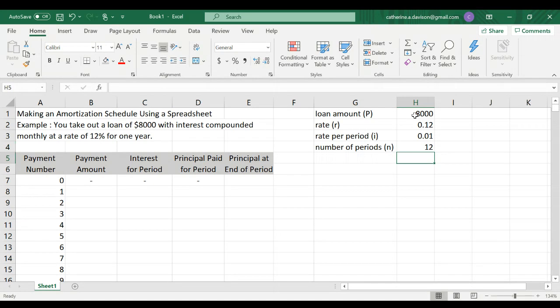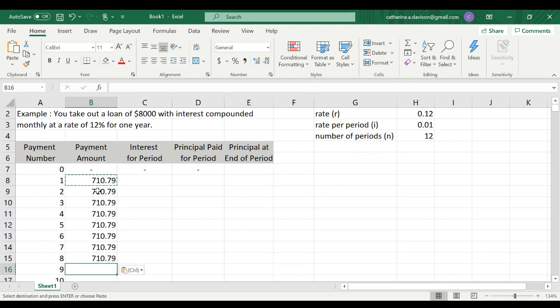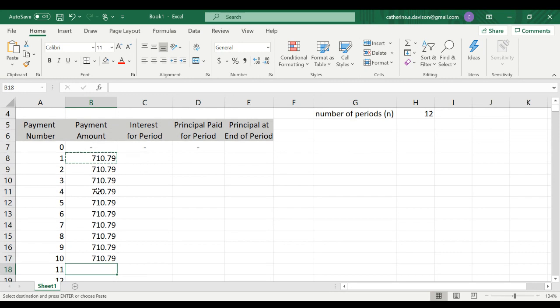Now that information you can use in the amortization payment formula, which is P over 1 minus 1 plus I to the negative n, and that will give you the payment amount. So for this situation, the payment amount ends up being $710.79. And that would be the payment amount for every single one of these 12 periods. So each of the 12 periods, $710.79 is paid.